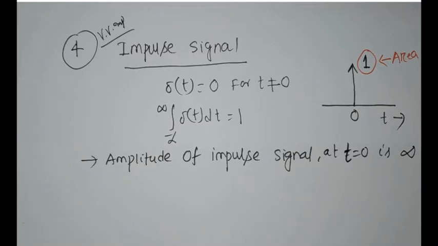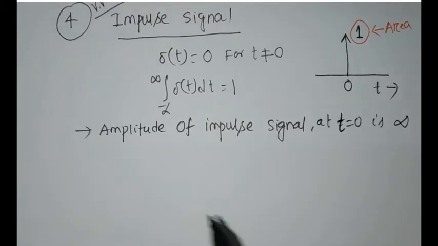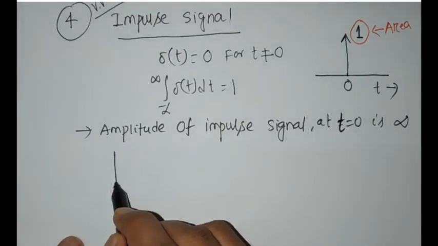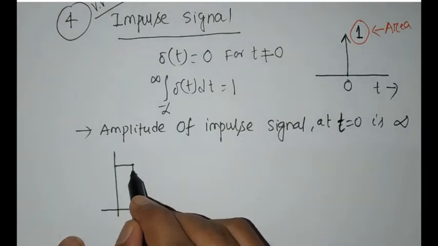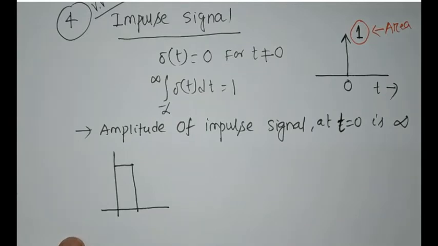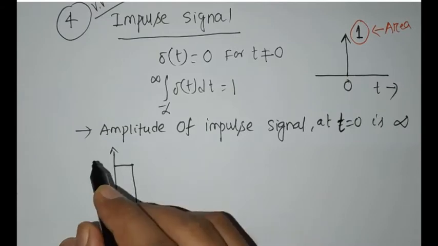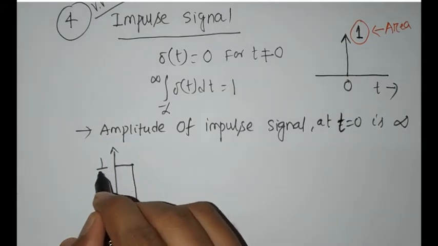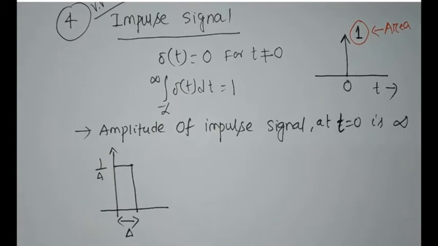So how can I represent it? To understand, I can represent the impulse signal in a narrow rectangular form. Yes or no? How? See, I will show you here. I will take a narrow rectangle. Let this amplitude be 1/Δ, and this width is Δ. Now this is a narrow rectangular pulse.